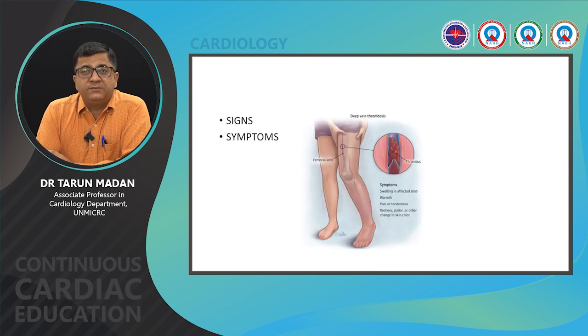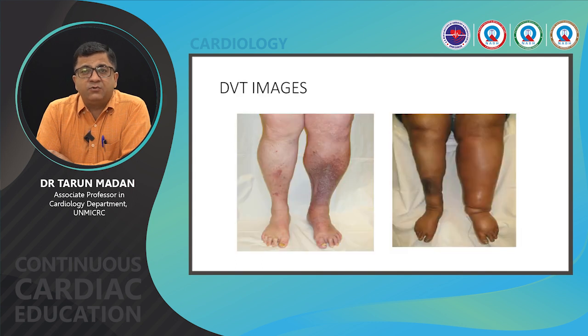What are the signs and symptoms? Signs and symptoms are classical swelling, increased temperature or warmth, pain or tenderness, and redness, or there is change in the skin color. This is how a chronic DVT or acute DVT would look like. The first picture shows eczematous changes in the left leg, and the second picture shows a swollen left leg, which is very, very edematous, and the patient is not able to bend the knee.